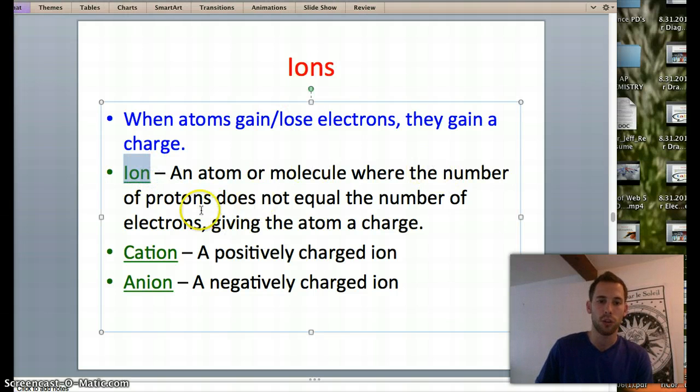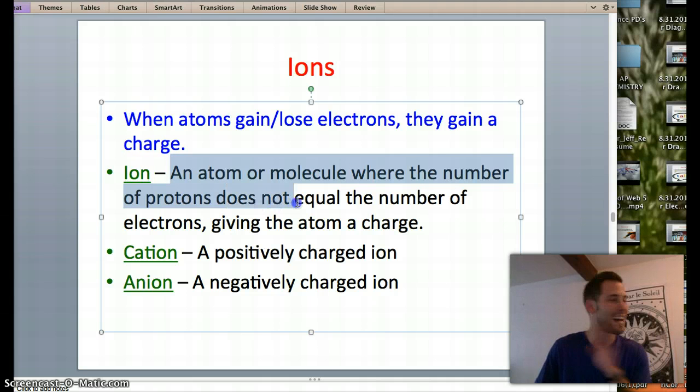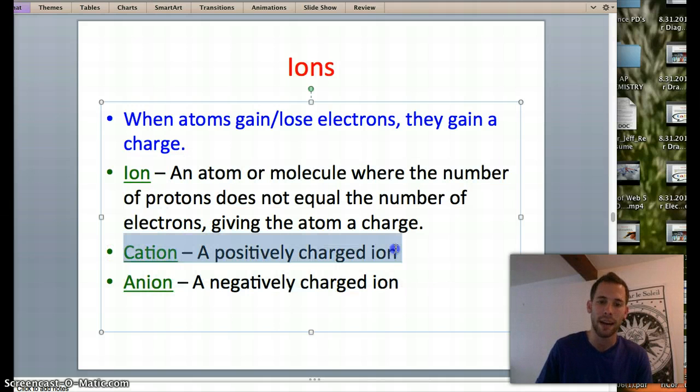When they gain or lose electrons, they become an atom or molecule where the number of protons does not equal the number of electrons, giving the atom a negative or positive charge. If it's a positively charged ion, we call it a cation. If it's a negatively charged ion, we call it an anion.